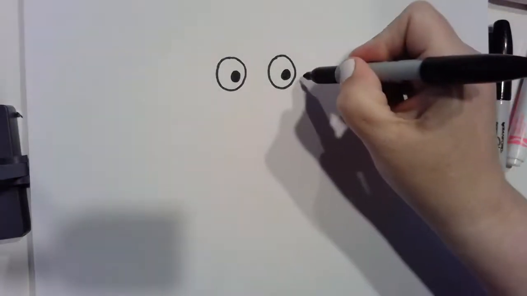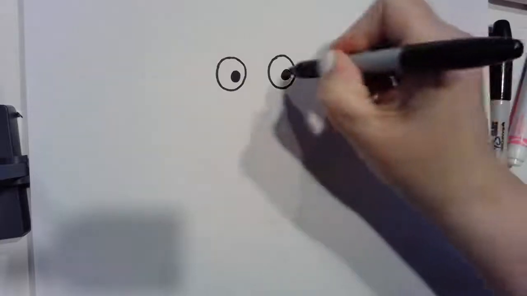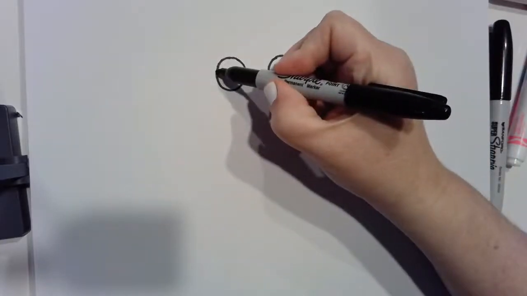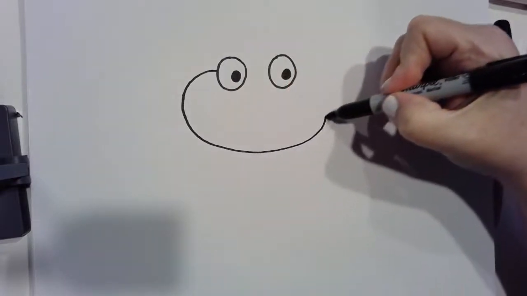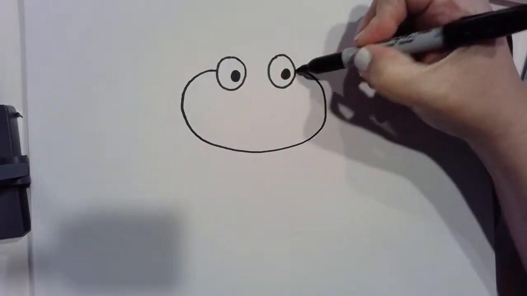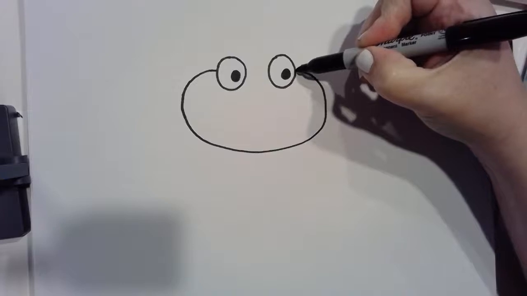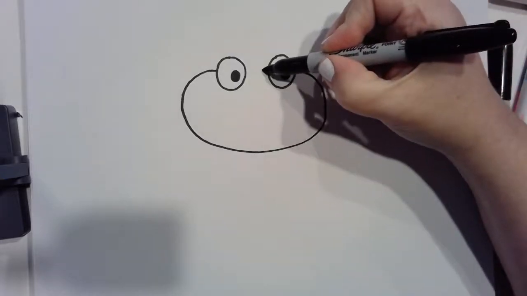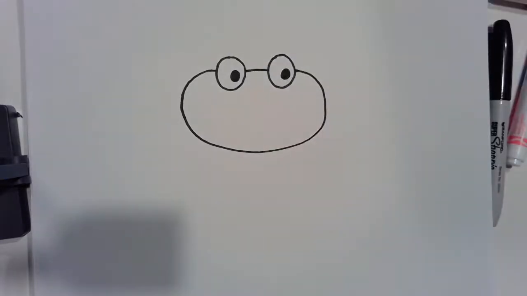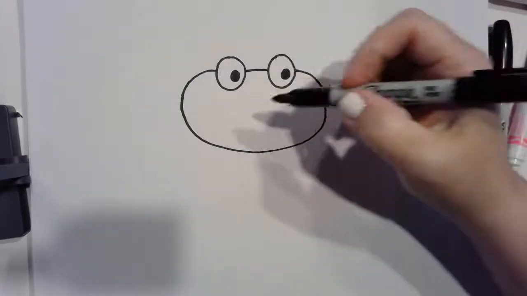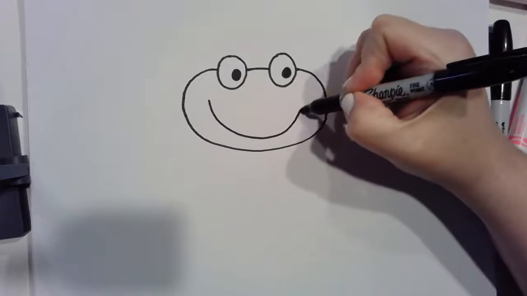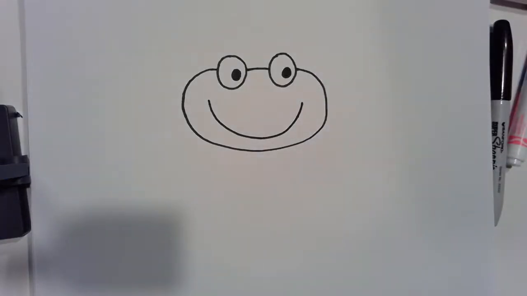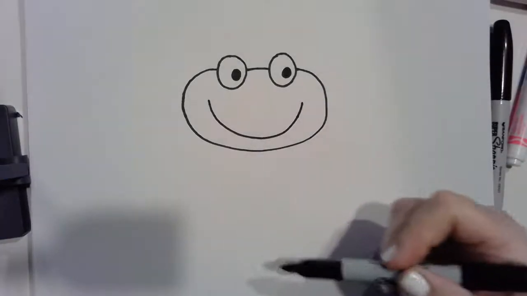Now I want you to imagine an oval. So we're going to draw his head. It's going to come from the side of 1 eye around to the other side. And don't go through the eye, but pretend that the line does, and then continue it when you get to the other side. And now we're going to add a big smile because my frog's going to be happy. A big smile.